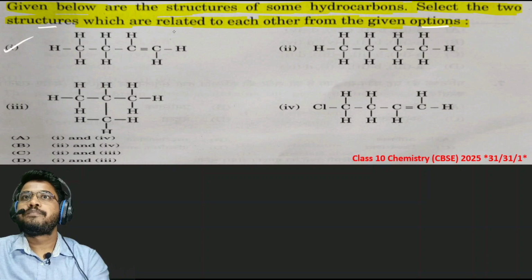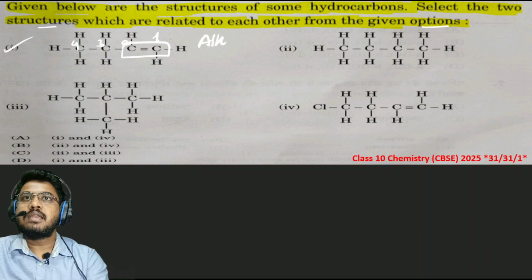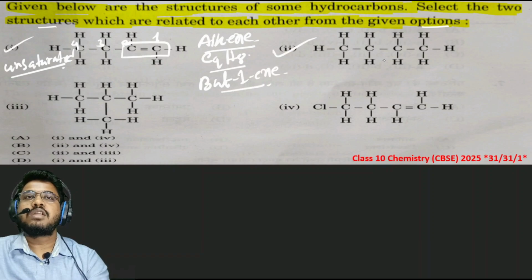Option number 1, you can see there are 1, 2, 3, 4 carbon atoms present in this hydrocarbon and 1 carbon-carbon double bond is present. So it belongs to alkene, and this is an unsaturated hydrocarbon. So what is the molecular formula of this hydrocarbon? C4H8. And what is the name of this hydrocarbon? It is but-1-ene.